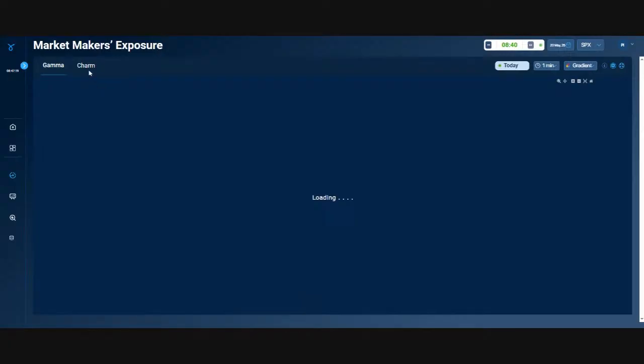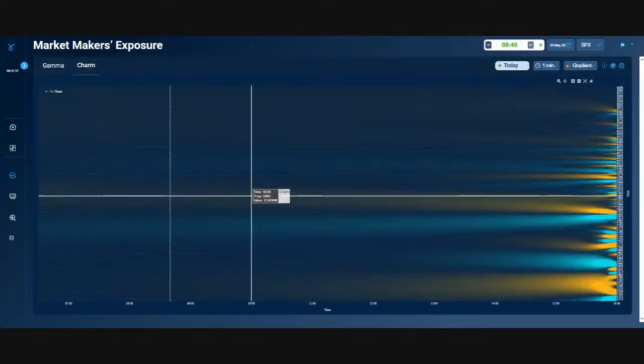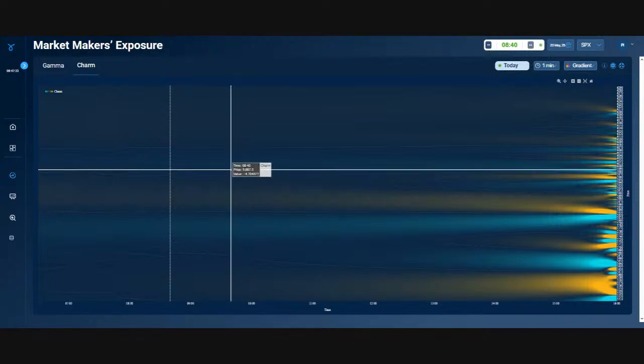Let's flip the script here and take a look at charm. Now we're going to look at another chart. Again, I can't see the levels here.